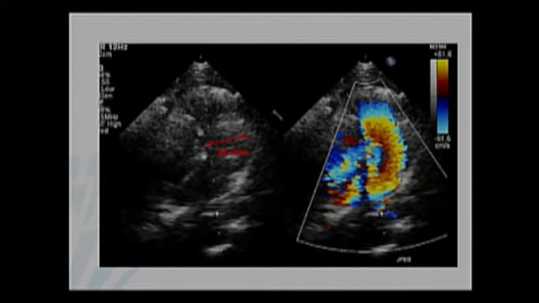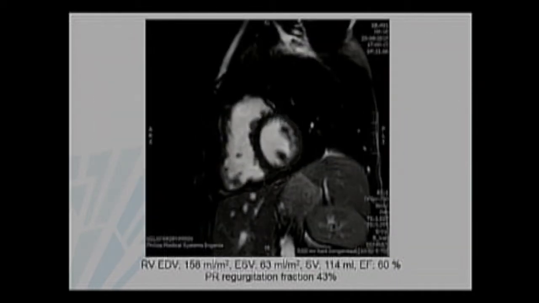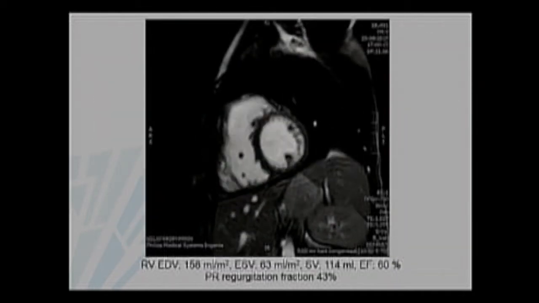Right. The maximal systolic frame. By echo, the measurement, as you can see here, is about 24 millimeters. Obviously, this is as good as you can get from an echo.